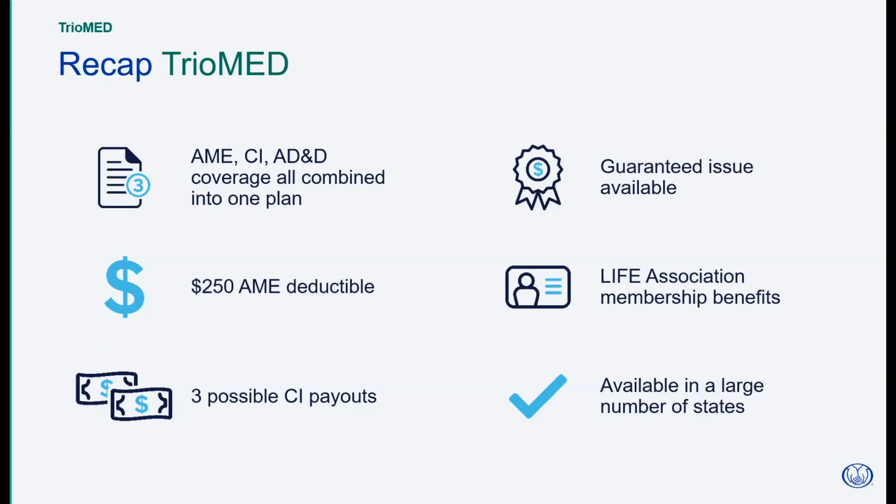There's a $250 AME only deductible. There are 3 possible critical illness payouts. You have guaranteed issue that is available. This is offered through the Life Association, and there are benefits with that. And then in addition to that, this is available in a large number of states. So right now, what I am going to do is take a look, and you got it, Jeff, $19.50 a month. That is absolutely true.